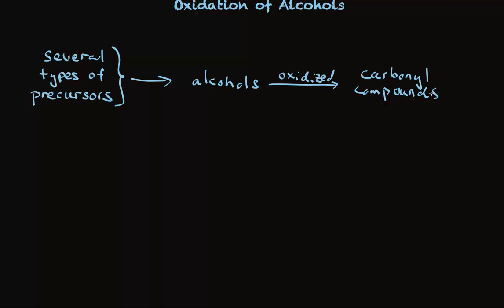And before we're done with this course, you'll understand that carbonyl compounds are really where the action is. So you need to be able to make those guys. And oxidation of alcohols is a very common way because alcohols can be readily prepared from several types of precursors. So let's look at the facts then regarding alcohol oxidation.